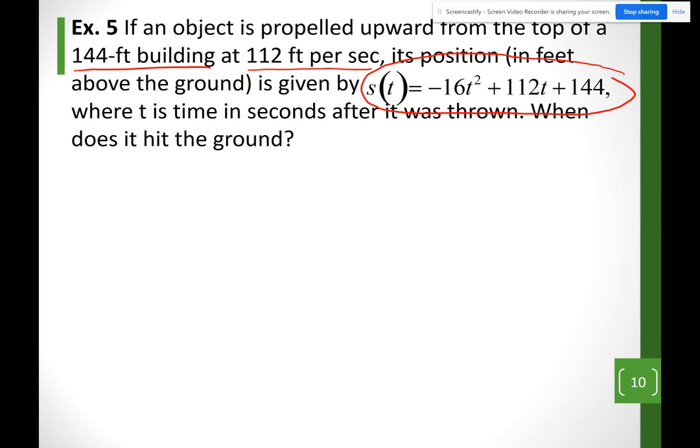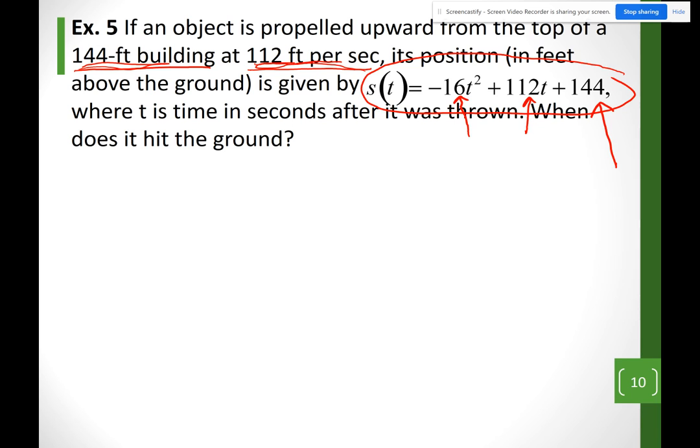Okay, I underlined some numbers because the 144, the height of the building, right where it started, it's represented there. All right, so that's taken care of. The initial velocity, 112 feet per second, is represented here. Now, this negative 16, that's the gravity. It's negative because gravity is pulling things down.